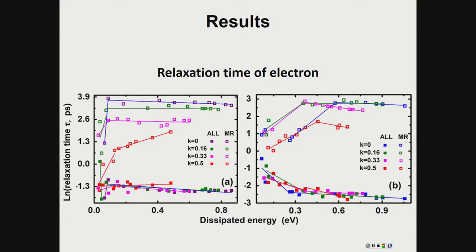So these symbols are for momentum restricted, for only K point to K point transition. Did we see this result sometime last semester, right? Yes, they're the same. And these are for all transitions, momentum restricted plus unrestricted. So with all the momentums, the relaxation time is about the same.